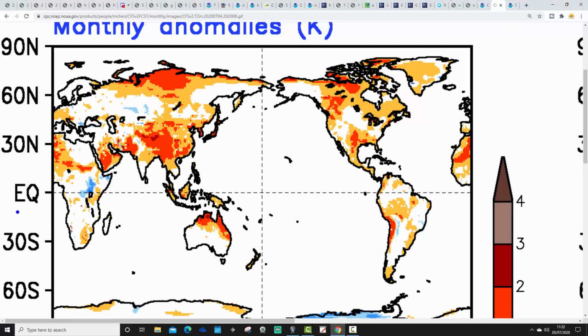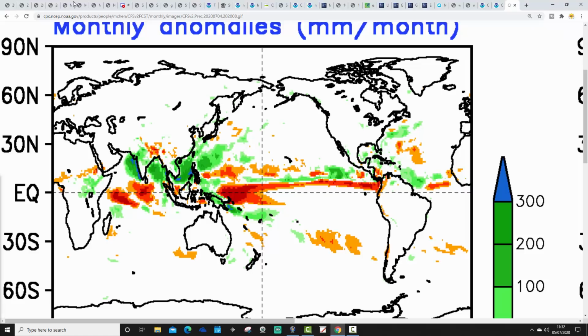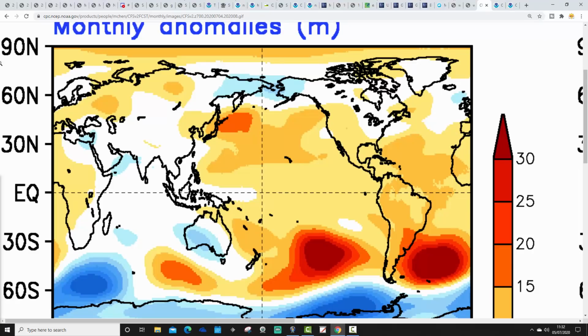No particular signal for the temperature anomaly for August. And no particular signal for the rainfall anomaly either, so they're very, very weak. But the overall 700 millibar height anomaly, to me, looks quite unsettled. There is a bit of a mid-Atlantic ridge just here.